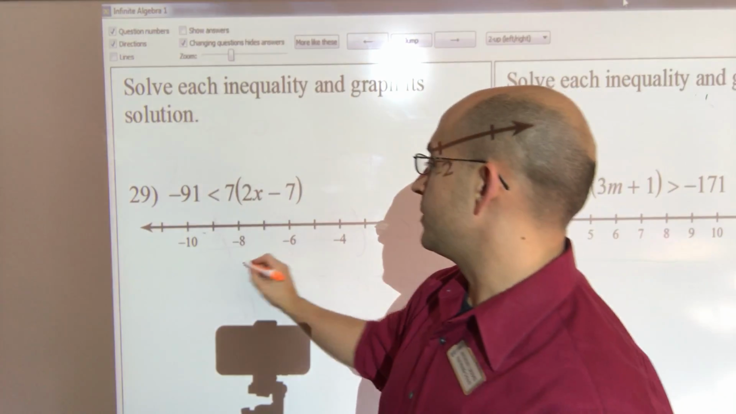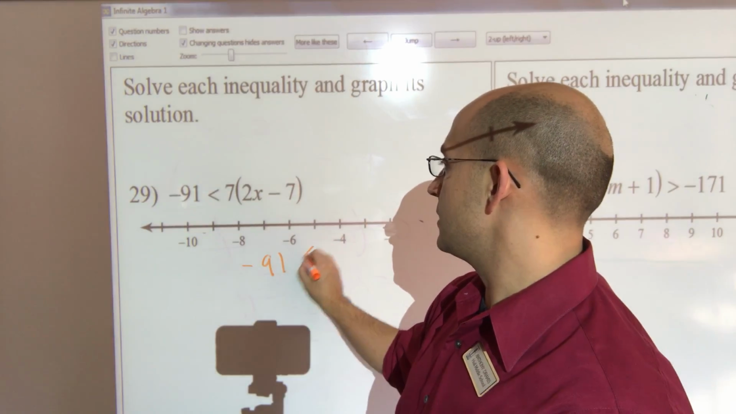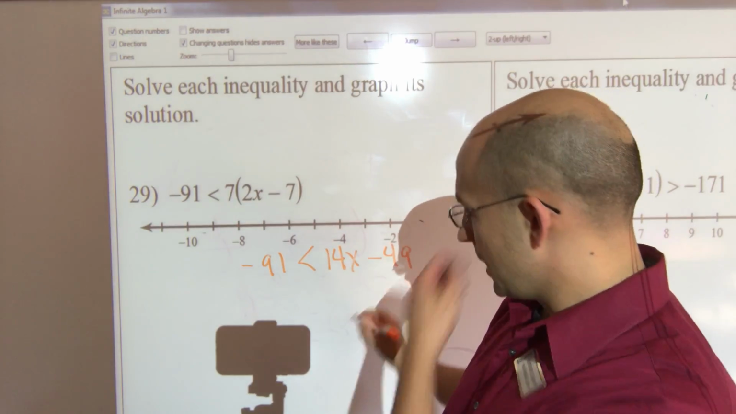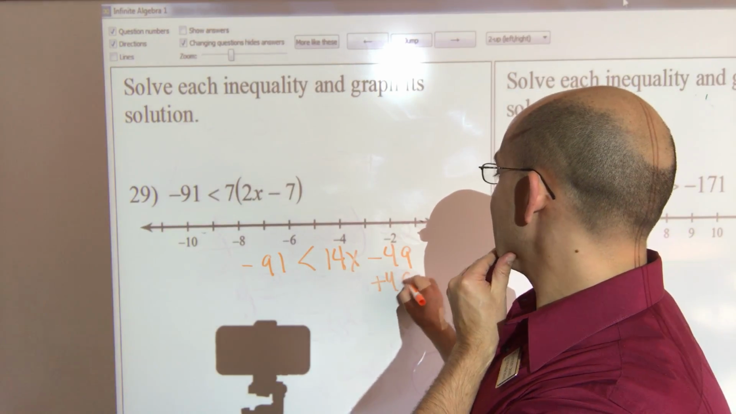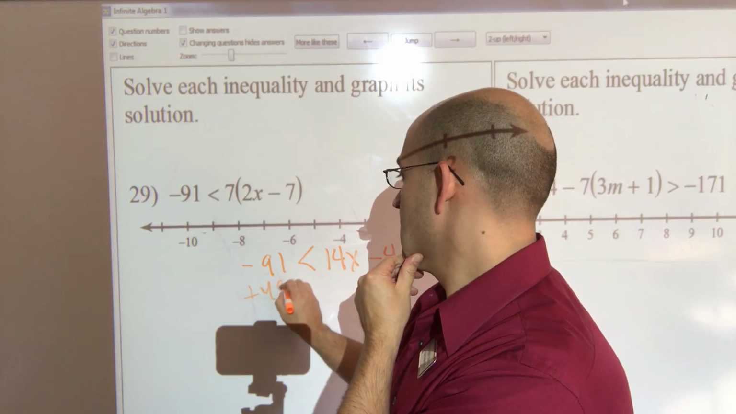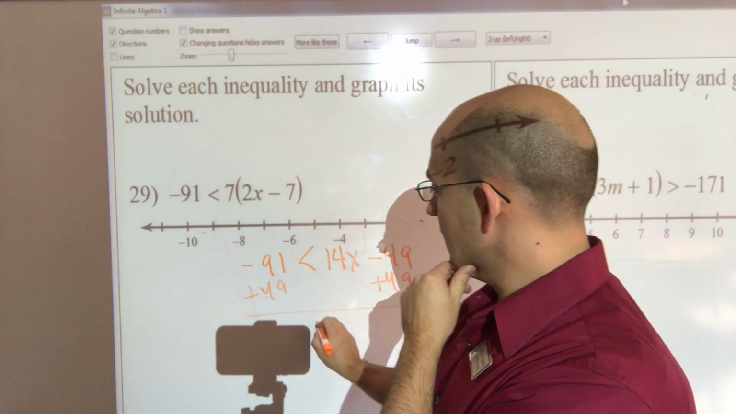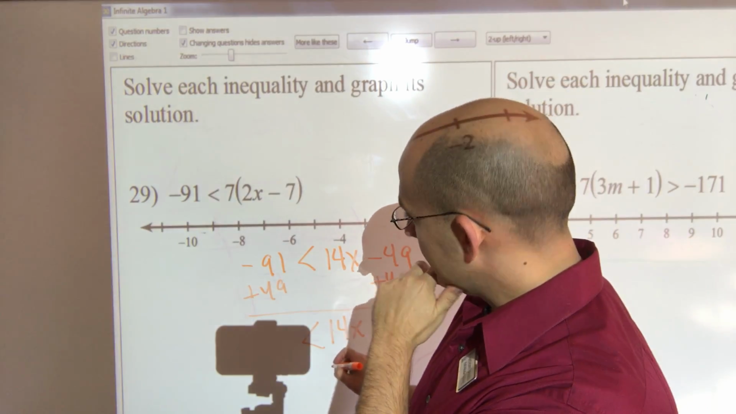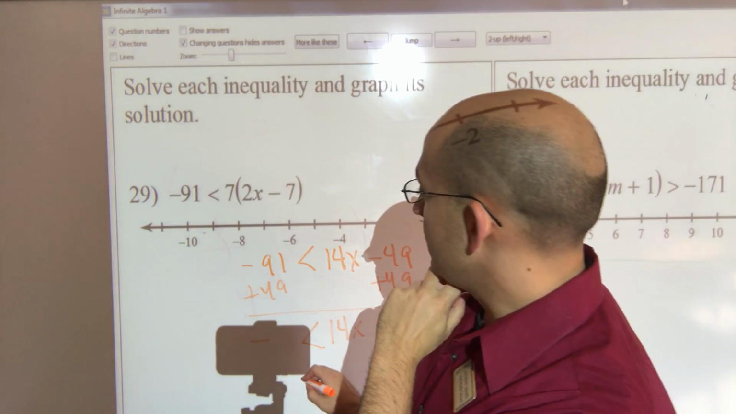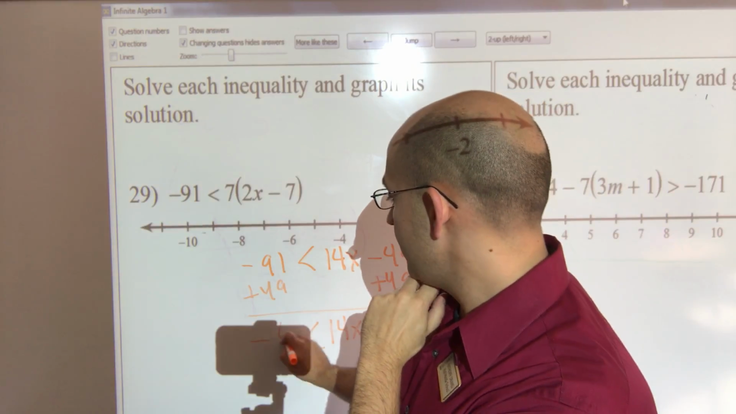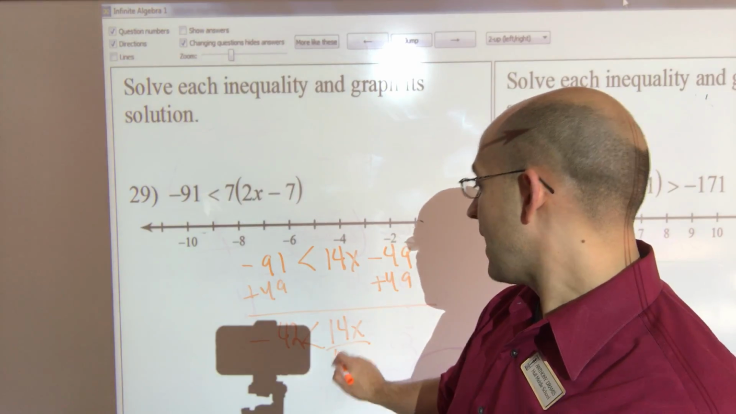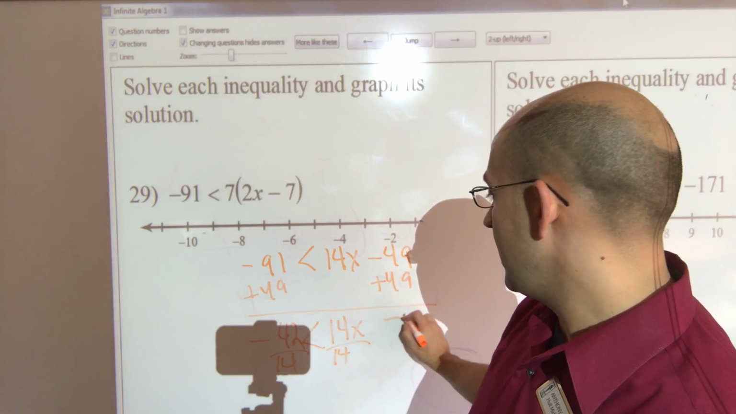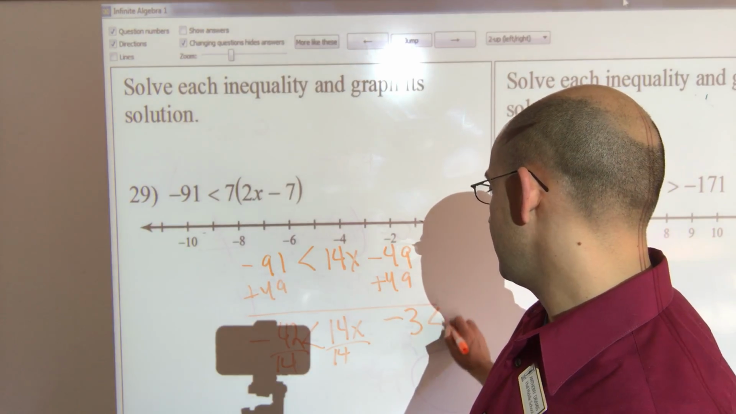So the 7 will distribute. So negative 91 is less than 14x minus 49. I'm going to add 49 to both sides. And I'm going to be left with, oh, you can't see that because that thing's in the way. Okay. Should be negative 42. I'm going to divide by 14 on both sides, and I'm going to get negative 3 is less than x.